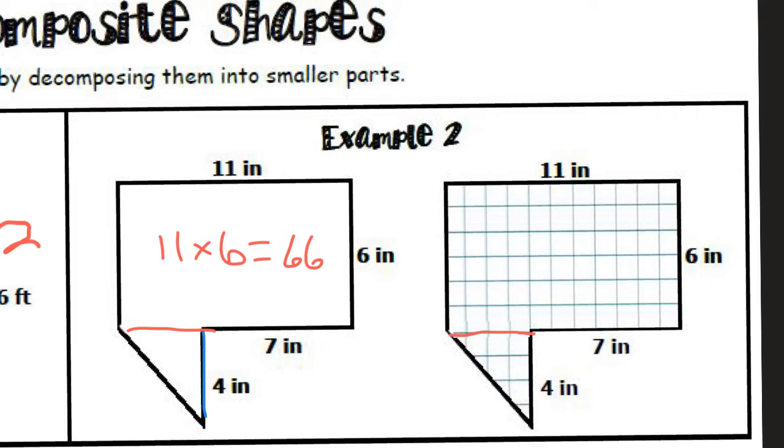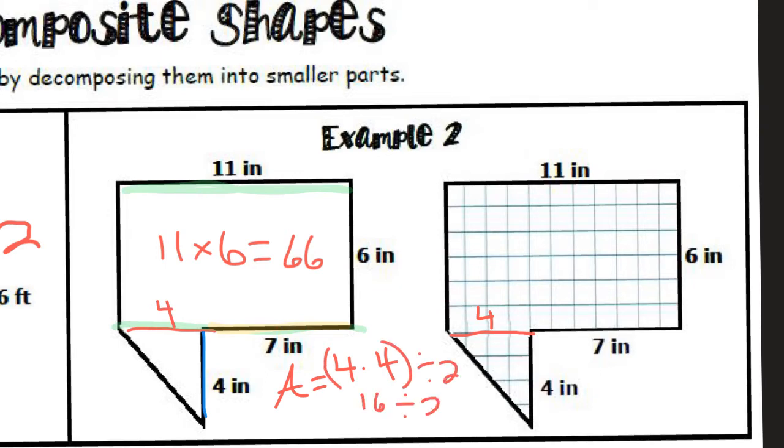Here's the key, you always have to look at what hints they give you. This whole thing is 11, but I can see that this part of the 11 is 7. So that leaves 4 for this to be. We can see that over here as well, that is 4. So remember, our area for our triangle is base times height divided by 2. So 4 times 4 is 16, divided by 2 gives me 8. Okay, so my triangle is 8.